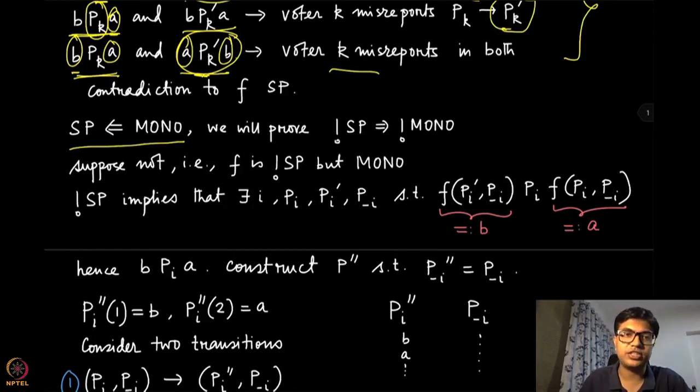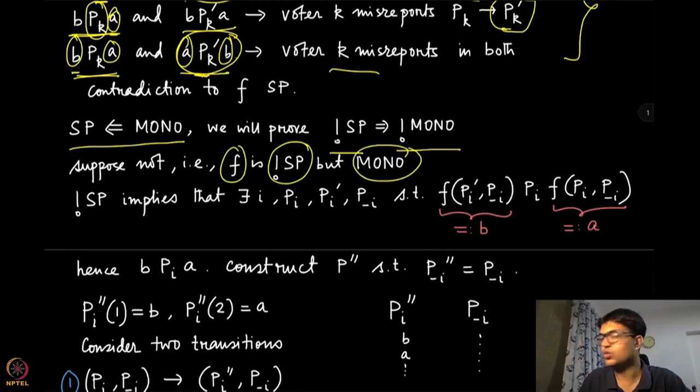Okay, so now we look at the reverse direction: if the social choice function F is monotone, then it must be strategy proof. Which is equivalent to saying that if it is not strategy proof, then it implies that it is not monotone. We are again going to prove it via contradiction. So suppose not, that means it is not strategy proof, yet it is monotone. So let's see what contradiction it leads to.